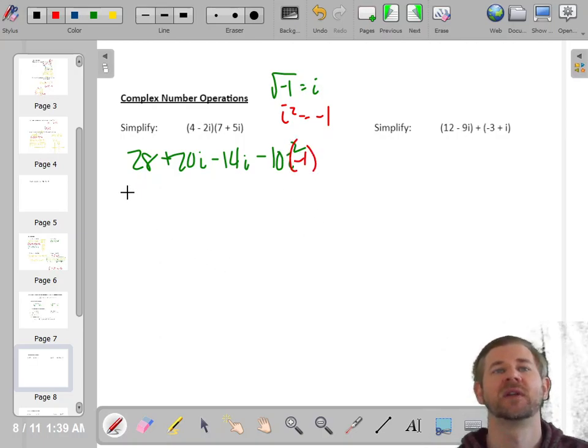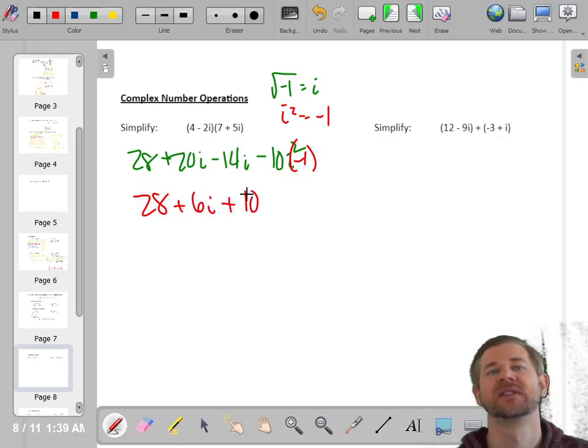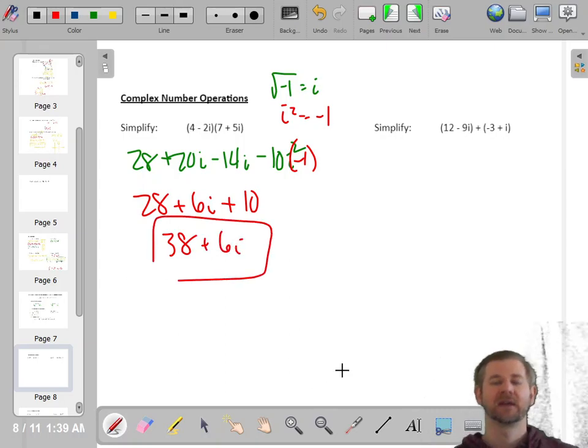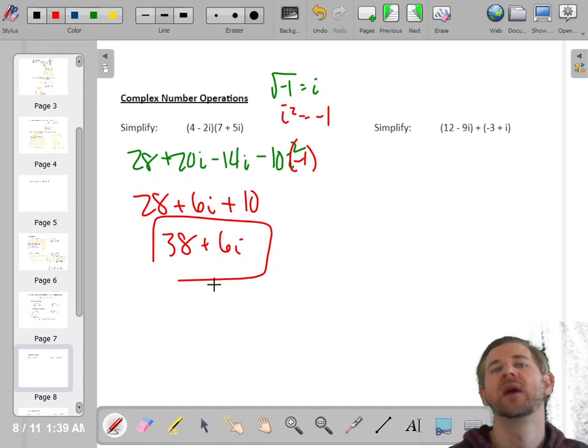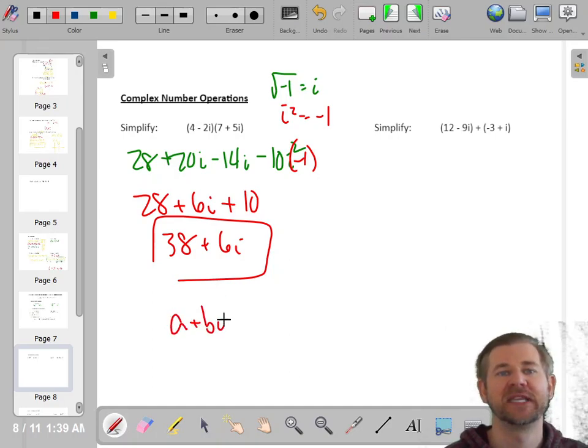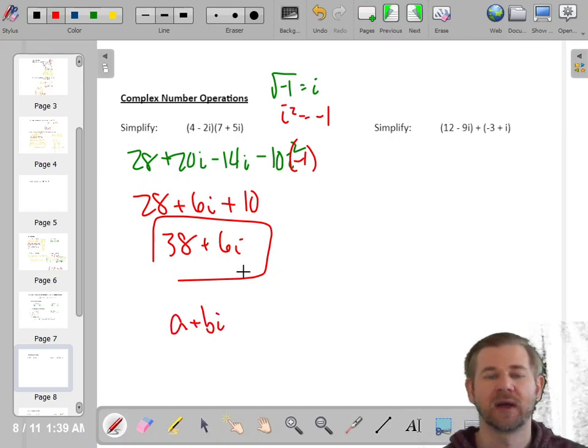This is negative 1. So 28 plus 20i minus 14i is 6i. And then negative 10 times negative 1 is 10. So this is 38 plus 6i. That's the simplified form. There should be no i squareds. A plus bi is standard form for a complex number.